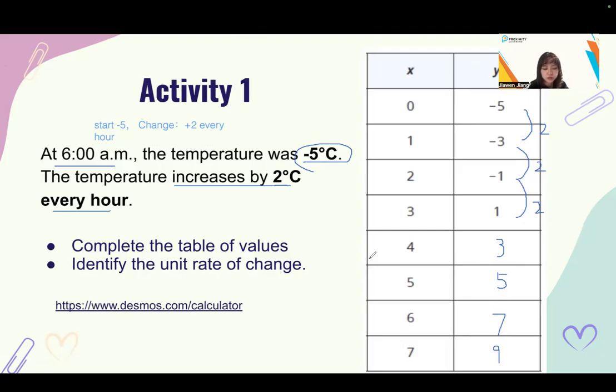So what number keeps repeating? It's 2, because we are adding 2 every hour. So the unit rate of change is 2 degrees per hour, okay? And I also want to show you on the decimal calculator to see what the graph looks like.